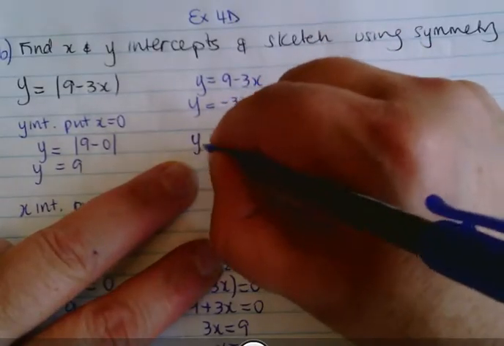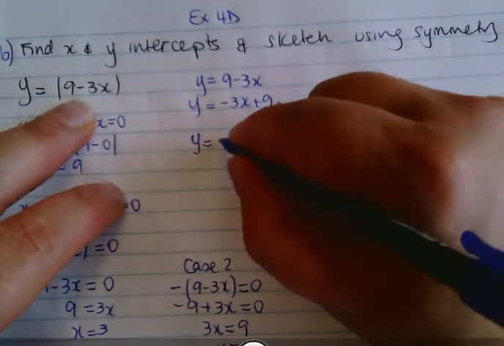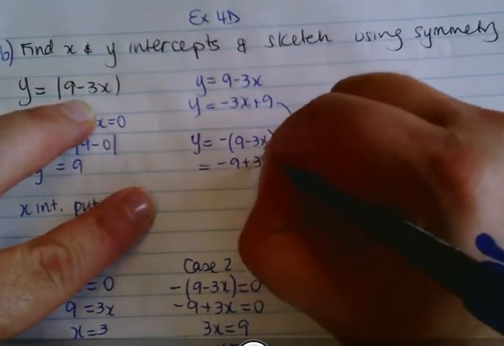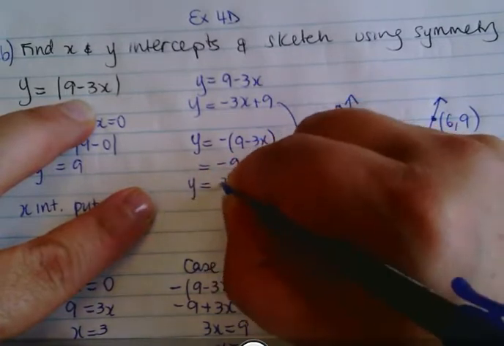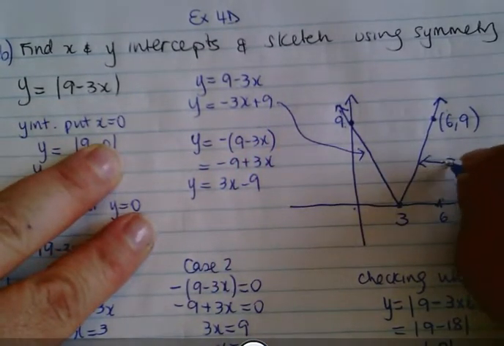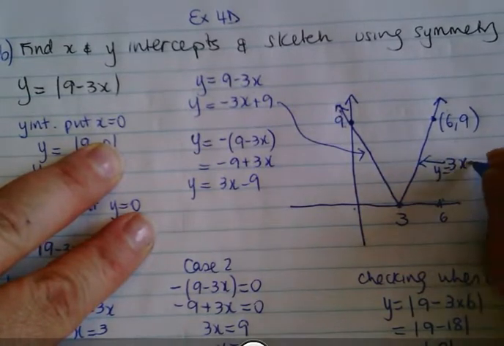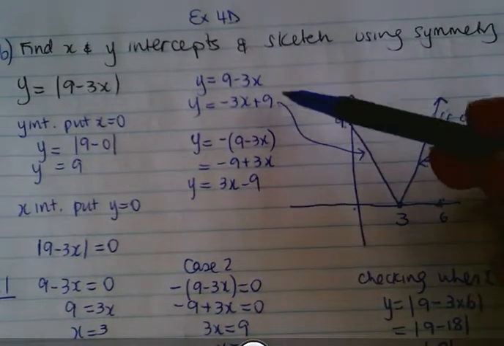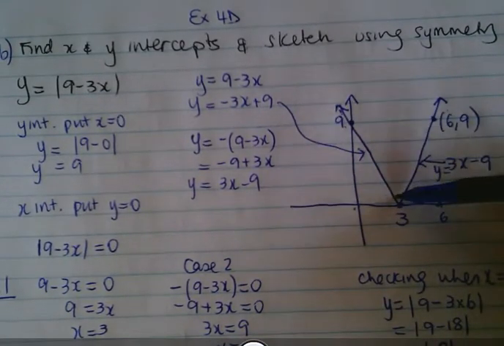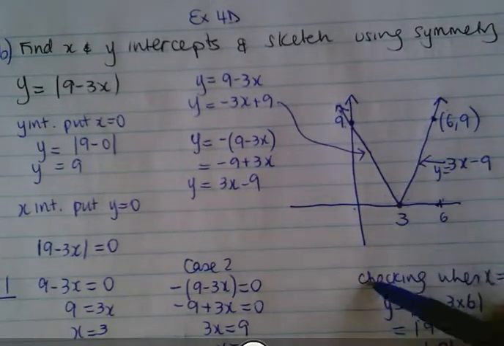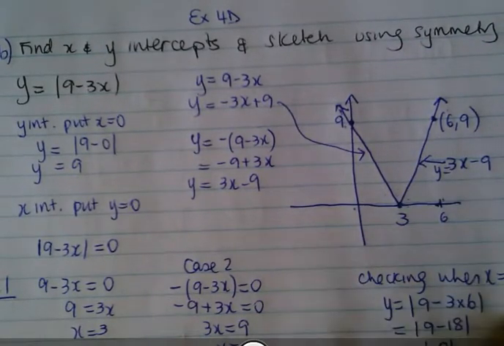And the other one will be y equals, and I'll put a negative in front here, -(9 minus 3x). So it's -9 plus 3x. That's y equals 3x minus 9. This has the positive gradient. So this is y equals 3x minus 9, the equation of that branch. And this one is y equals -3x plus 9. It's got the negative gradient and the y-intercept of 9. This would have a y-intercept of -9 if the line continued.